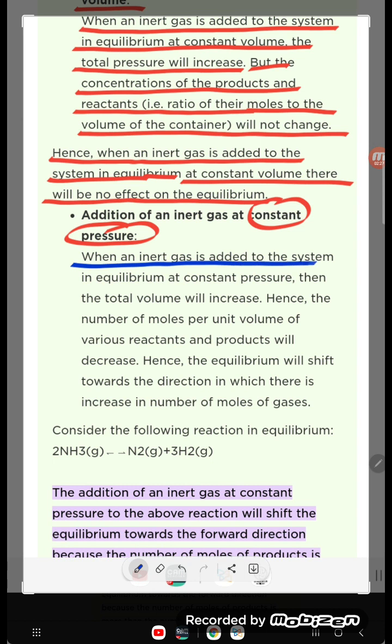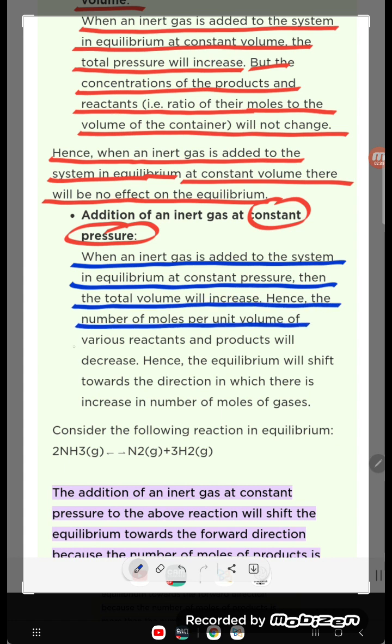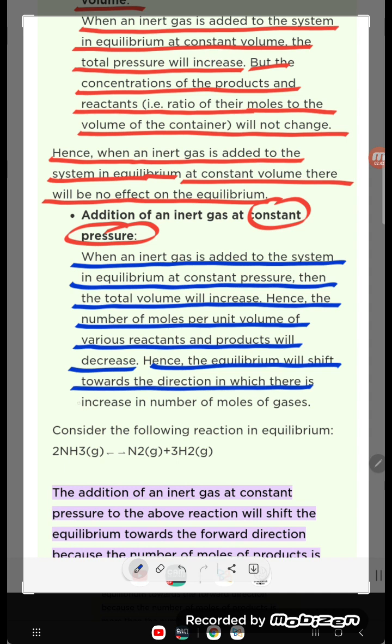When an inert gas is added to the system in equilibrium at constant pressure, then the total volume will increase. Hence, the number of moles per unit volume of various reactants and products will decrease. Hence, the equilibrium will shift towards the direction in which there is an increase in the number of moles of gas.